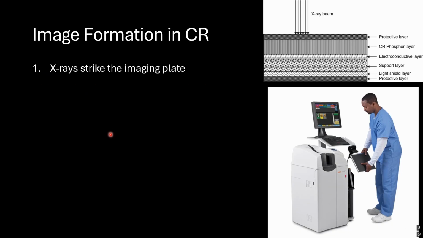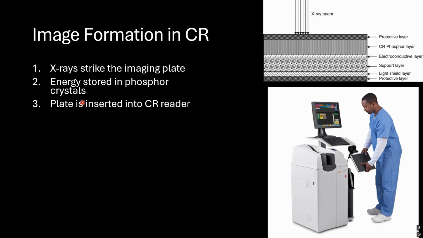So to form an image in computed radiography, first the X-ray strikes the imaging plate, and then these photons will be stored in phosphor crystals. After that, we will take that plate and insert it into the CR reader. So we need a reader to read that plate, as we can see here in this image. It's not like the DR where we have an immediate image display on our monitor. This needs a reader to be able to see the image. And then the laser will scan that plate.